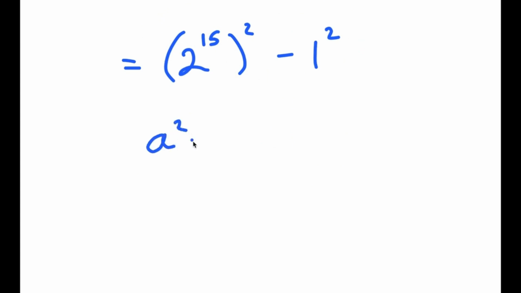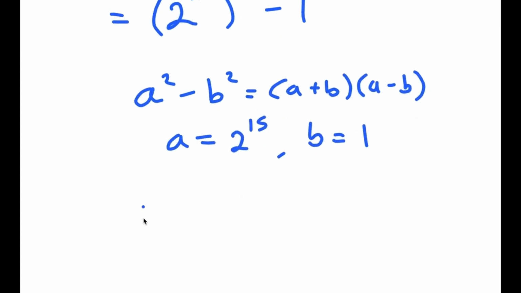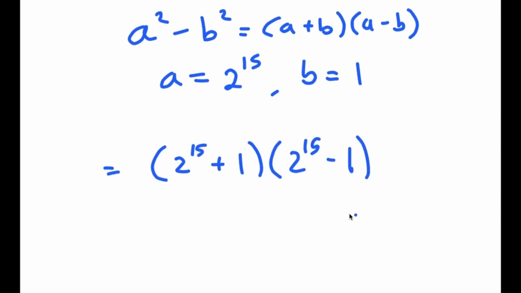Now, if I have something in the form a squared minus b squared, this is equal to a plus b times a minus b. So in this case, a is 2 to the power 15, and b is 1. So now I have 2 to the power 15 plus 1 times 2 to the power 15 minus 1.